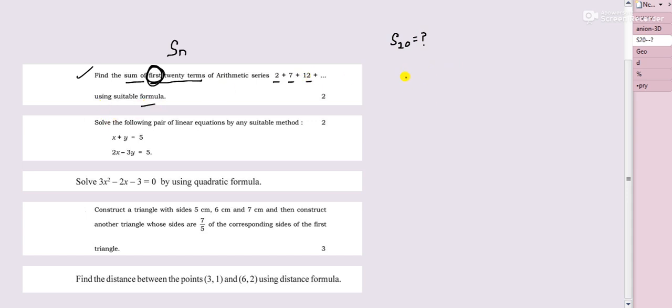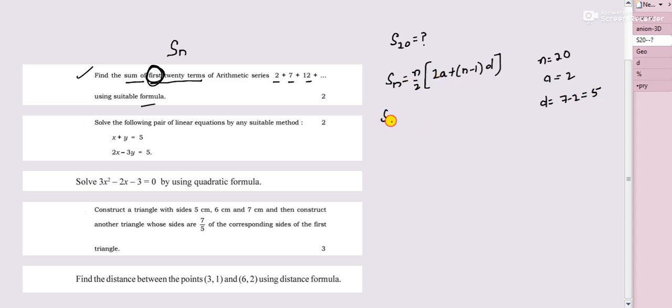Got it? Now the series they have given is 2, 7, and so on, using a suitable formula. So write that formula first. Sn is equal to n by 2, for formula also you have marks, 2a plus n minus 1 into d. Now what is n? At the place of n it is 20. What is a? The first term is 2. What is d? It is 7 minus 2, that is 5. That's all we need, right?